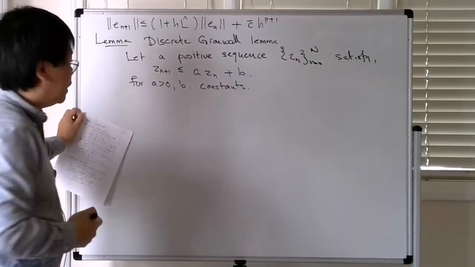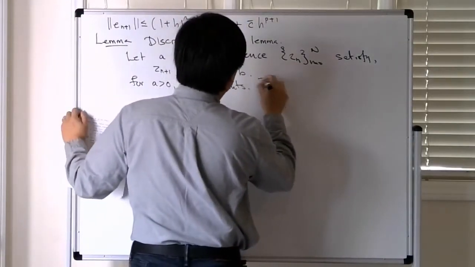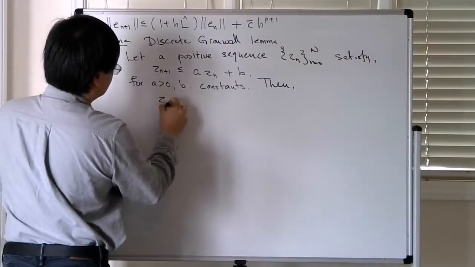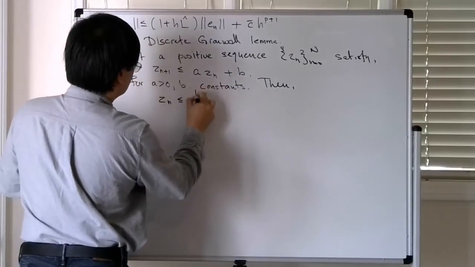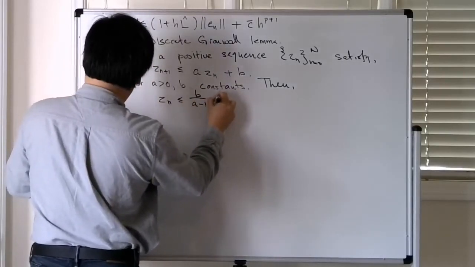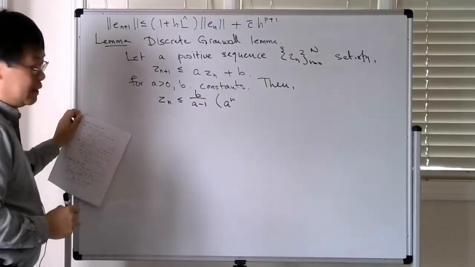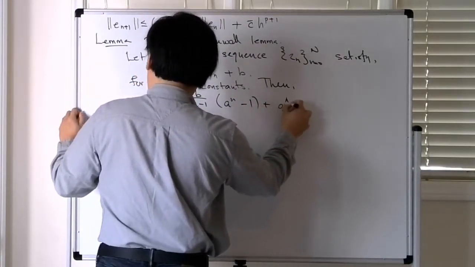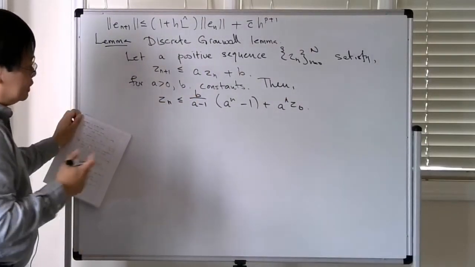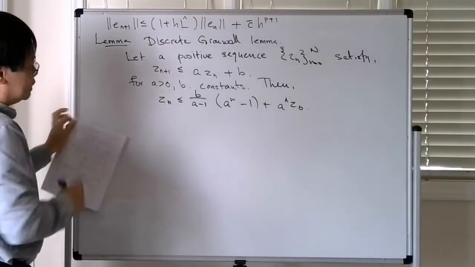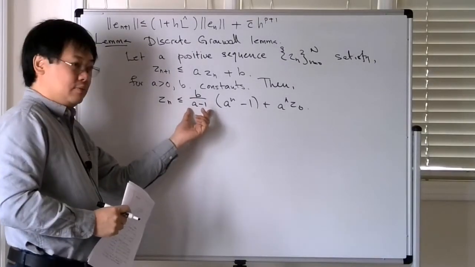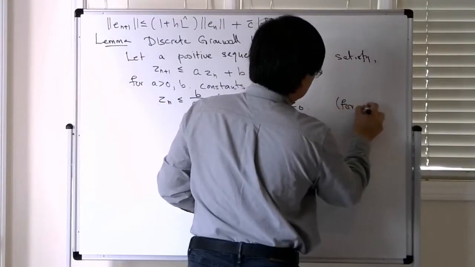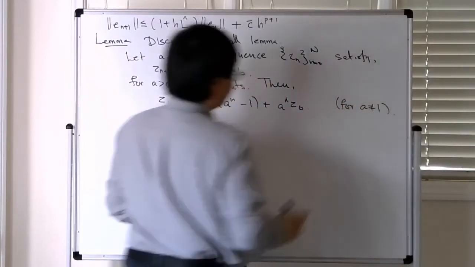And if that's true, then you can establish the following estimates. Then the following holds: z_n is less than or equal to b over a minus 1 multiplied into a to the n minus 1, plus a to the n z0. And it's easy to see from this that there is an implicit assumption that a is not equal to 1. So this is the case for a not equal to 1.